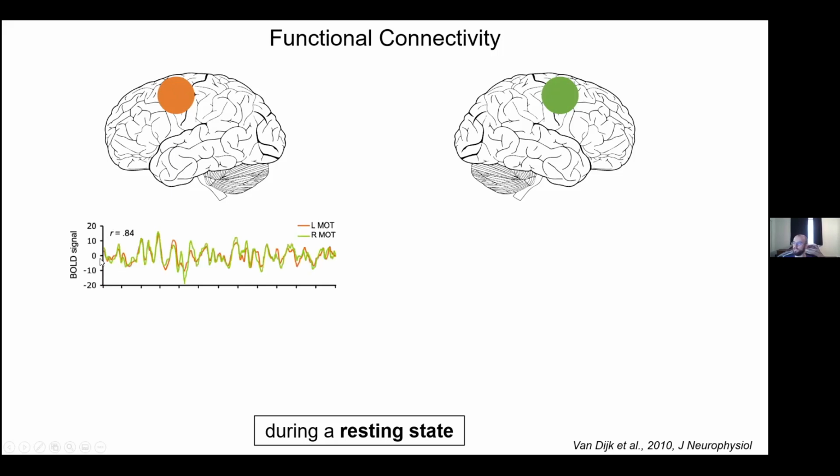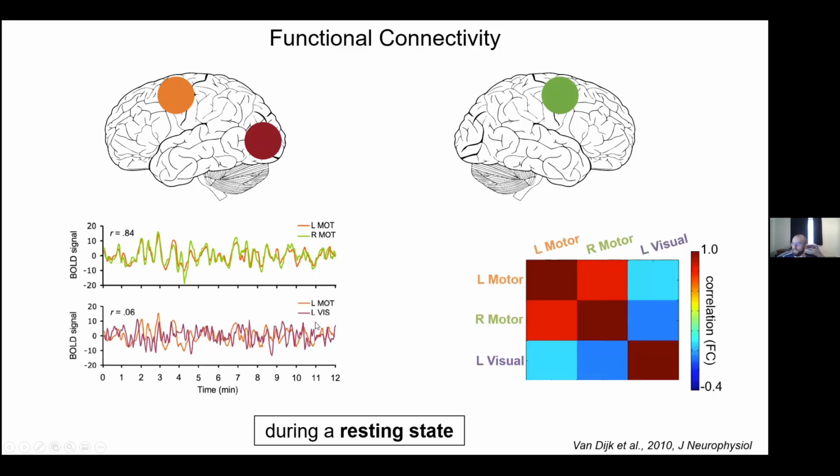In this instance, you would get a pretty high correlation between the two of them because at rest, the left and right motor cortices are functionally connected. However, you could also choose a different ROI, such as the left visual cortex. And if you try to do a similar correlation with the motor cortex from this region, what you'd find is that they have a pretty low correlation because the motor cortex and visual cortex are not functionally connected at rest. That's represented in this correlation matrix over here, where you can see that the motor cortices are very highly correlated to each other, but not to the visual cortices.